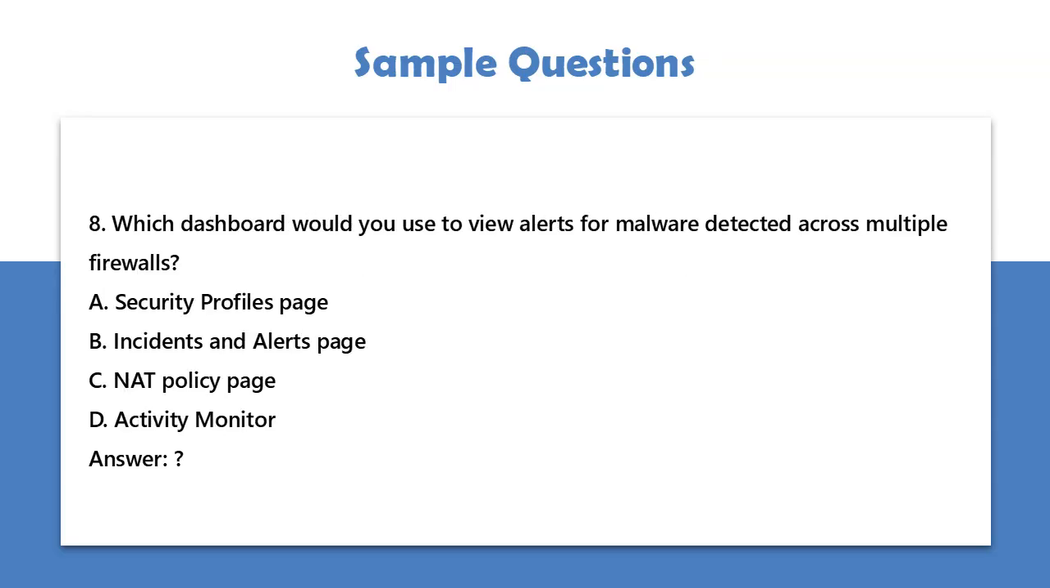8. Which dashboard would you use to view alerts for malware detected across multiple firewalls? A. Security Profiles page. B. Incidents and Alerts page. C. NAT Policy page. D. Activity Monitor.